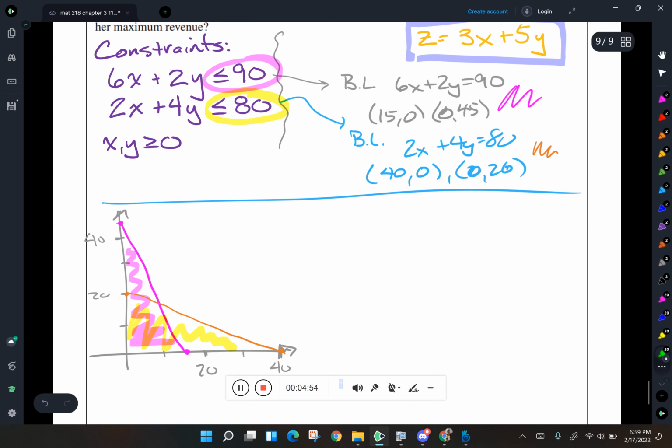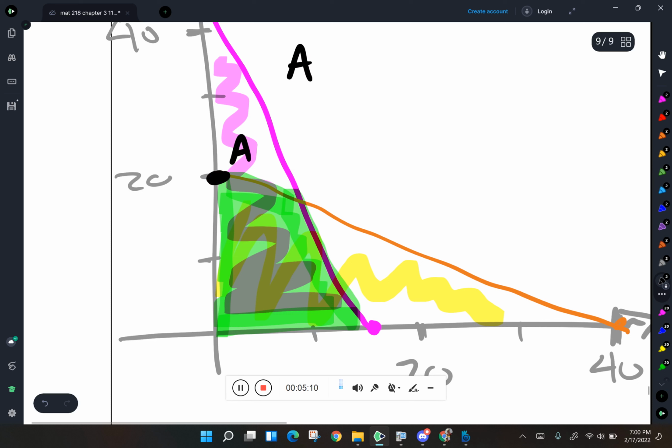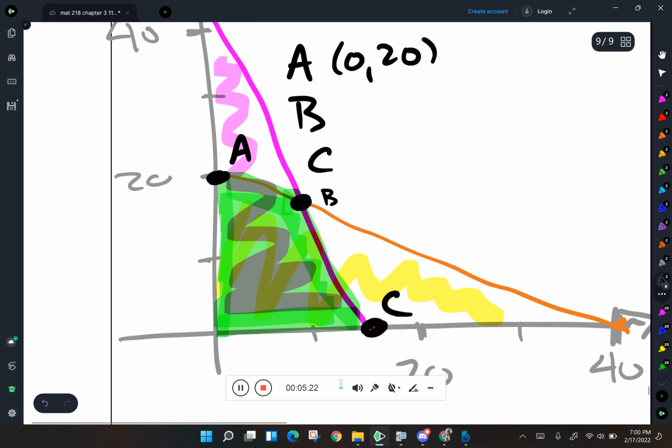And so where are they both true? They're both going to be true right in here. That's going to be my feasible region. I'll have a corner here that I'll call A, and A is (0, 20). I'll have a corner here that I don't know yet, which I'll call B. I'll have a corner here that I know, which I'll call C, and C is (15, 0). And technically, I do have a corner here we'll call D, and D is (0, 0).